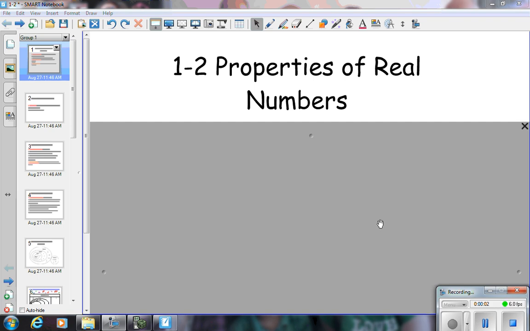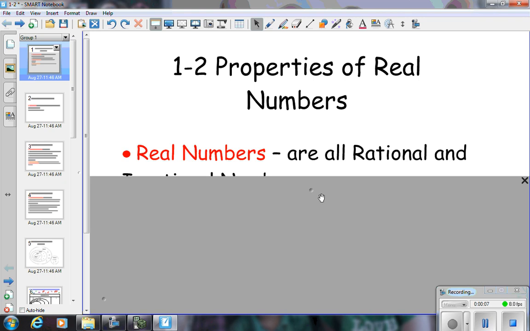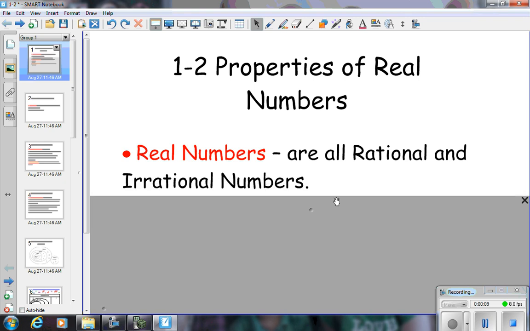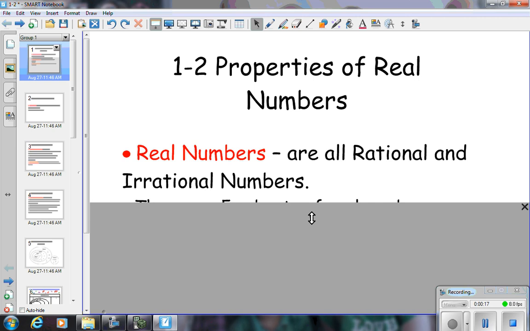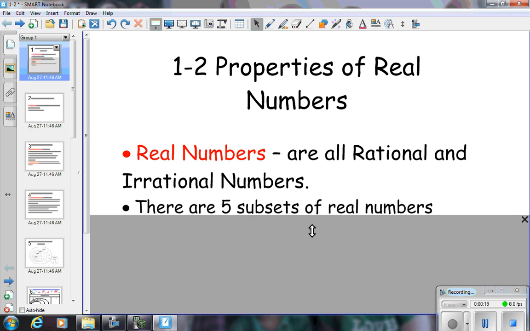Okay, today we're going to look at properties of real numbers. Real numbers are made up of all rational numbers and irrational numbers. So we're going to be talking about what those kinds of numbers look like. And this should, again, be review. So some of the vocabulary, you might need a refresher.